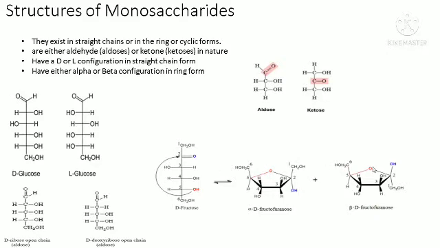Let's now look at their cyclic or ring structures. Monosaccharides can form a 5-membered ring, also known as a furanose, or a 6-membered ring known as a pyranose. Shown in this diagram is a 5-membered ring. We've got 1, 2, 3, 4, 5, so you've got 5 atoms forming a cyclic structure. And this 5-membered ring structure is known as a furanose.